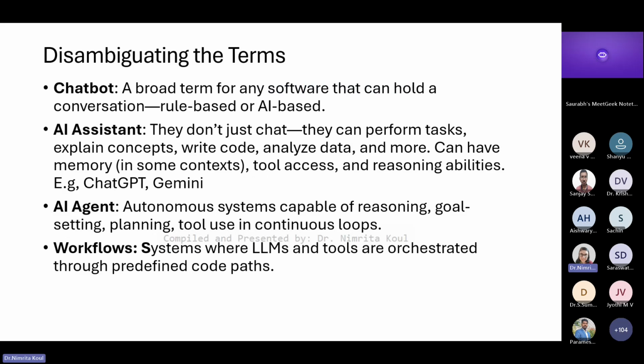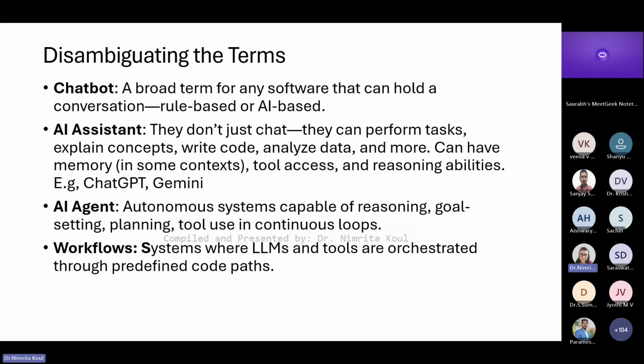Now let's disambiguate some terms which we hear all the time, and sometimes we are confused about how they are different and what they exactly mean. A chatbot or an AI chatbot is a software system that you can converse with. You ask it questions, it can only give you answers either in spoken or in written format, in natural language.